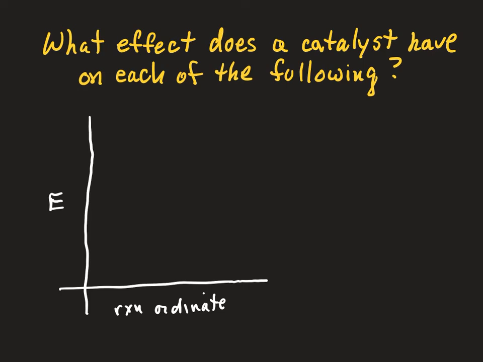Our last question is a qualitative question. It has to do with catalysts, and it is, what effect does a catalyst have on each of the following conditions? But before we do that, we have to remember what it means to be a catalyst and what a catalyst does. And that's easiest to look at using a reaction energy diagram. So let's look at our reactant and our product. Let's make this an exothermic reaction. So this is delta H for the reaction in the forward direction, and so we have to go up.